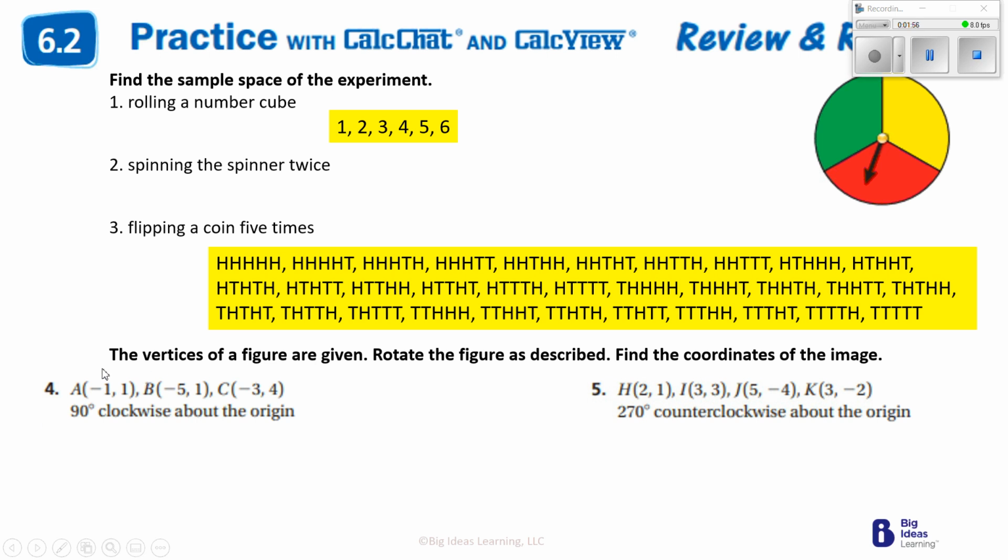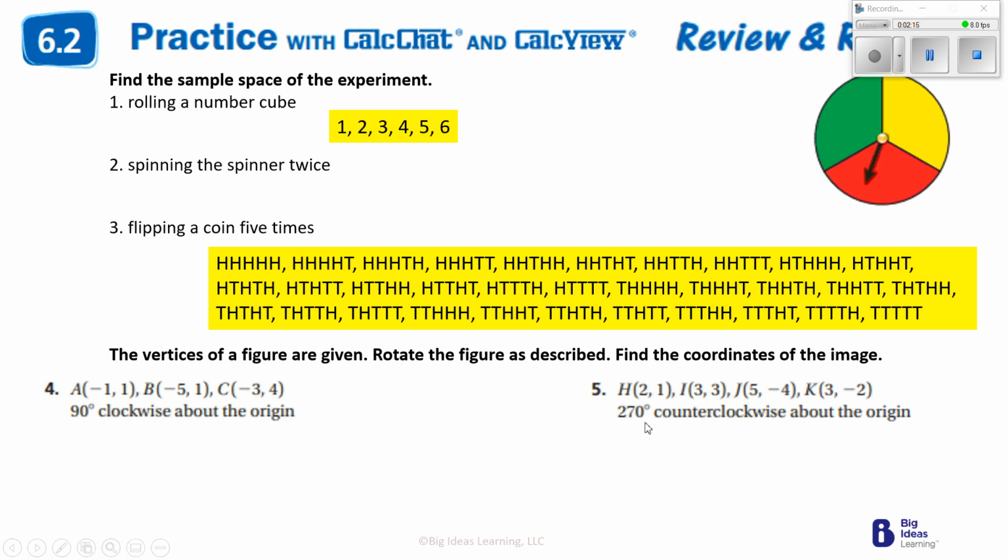Let's go to number 5. It says the vertices of the figure are given. Rotate the figure as described. Find the coordinates of each image. I've got H is (2, 1), I is (3, 3), J is (5, -4), and K is (3, -2).